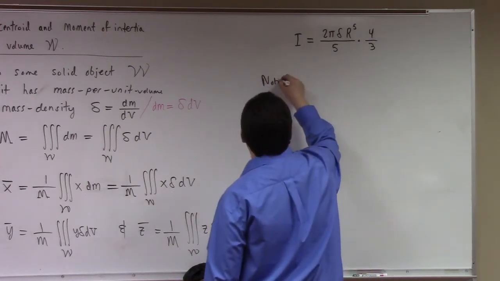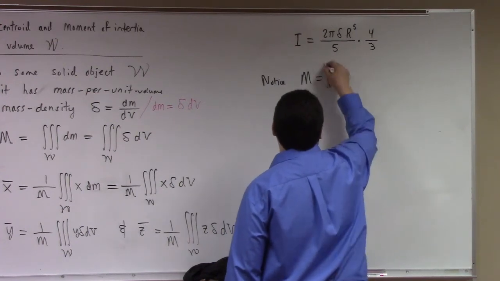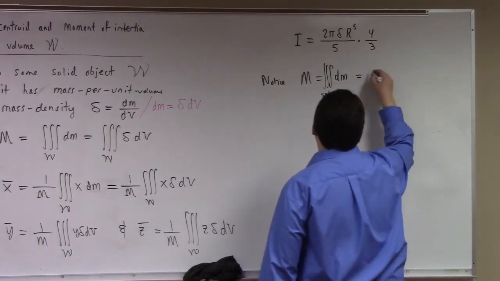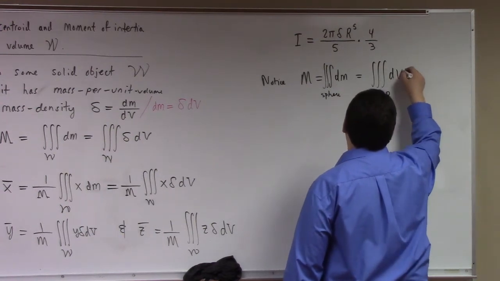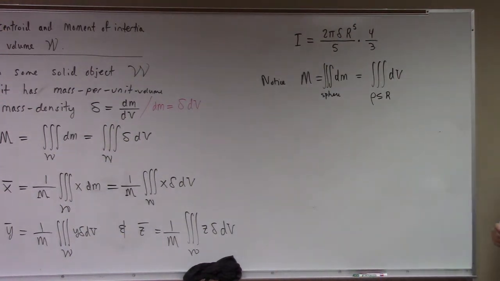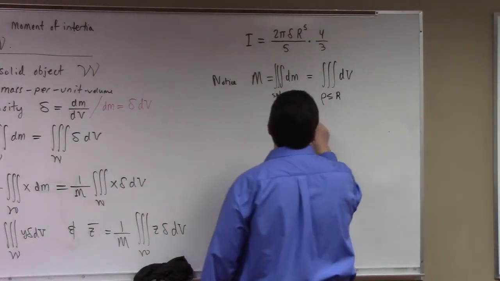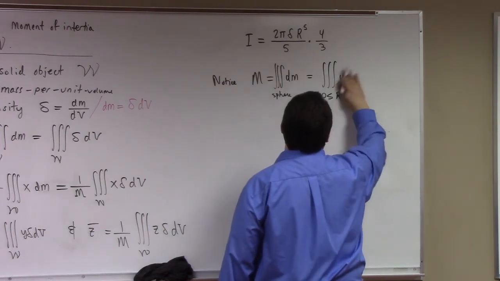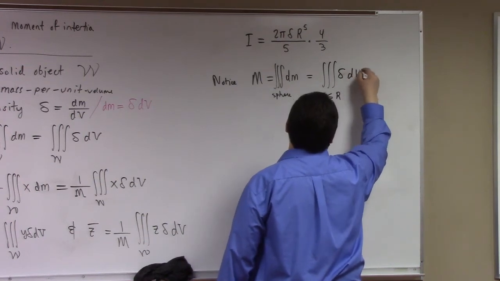Notice that mass is equal to the integral dm over the sphere, right? But that's equal to the integral over rho less than or equal to r of dv, right? Did we work out what the volume of the sphere is yet? I don't think we have. Let's do it. So this is the integral from 0 to 2 pi. Oh, I'm sorry, I forgot my delta, right? Delta dv.